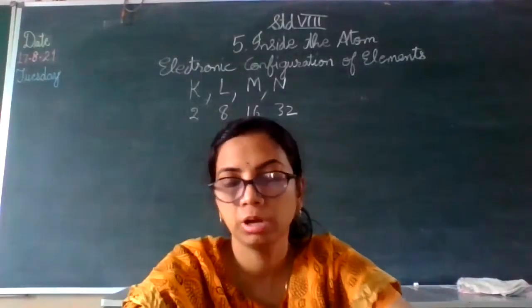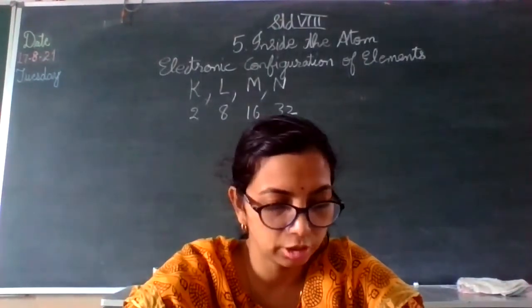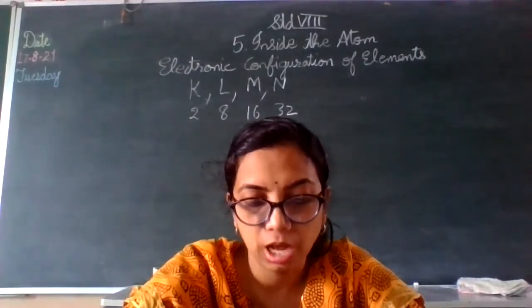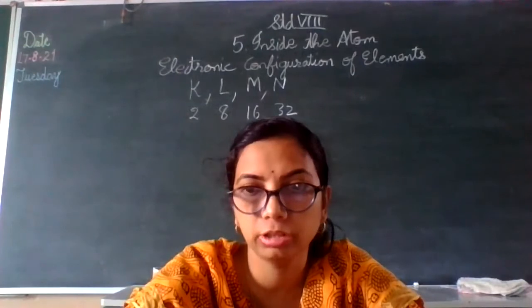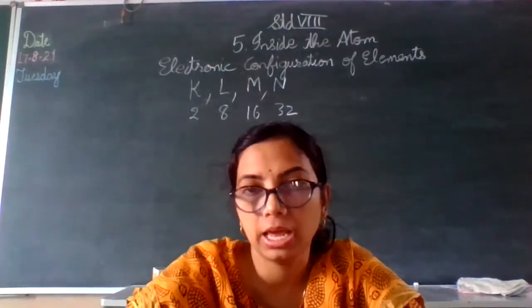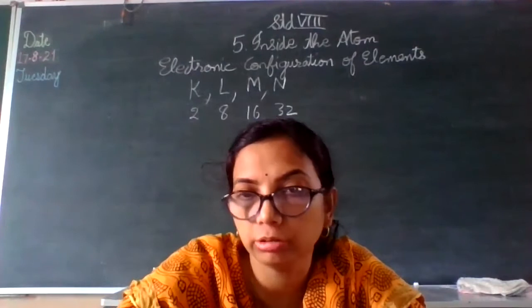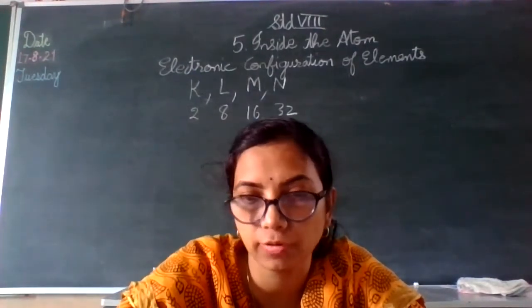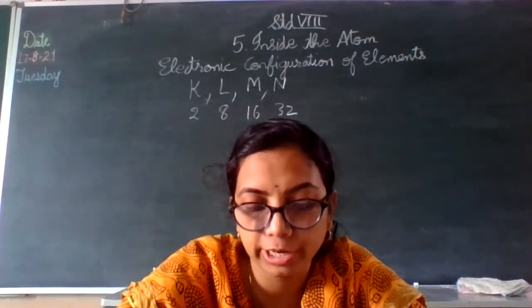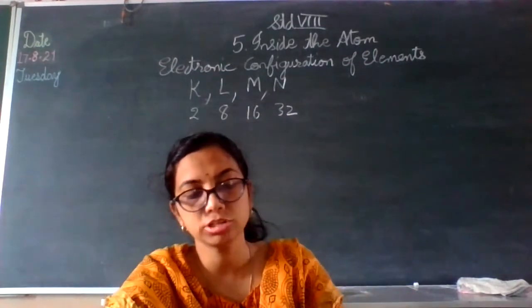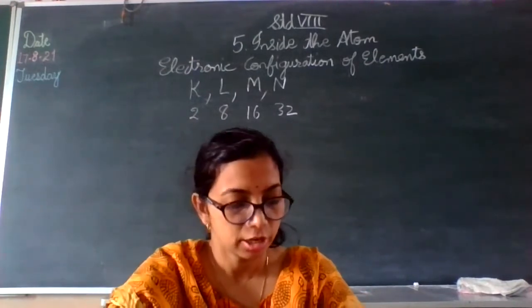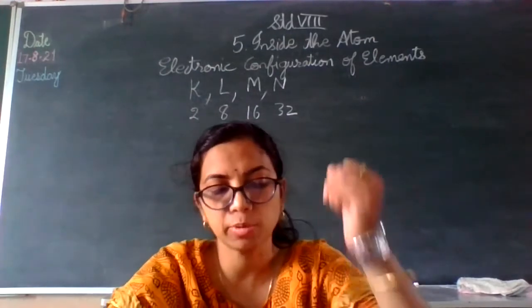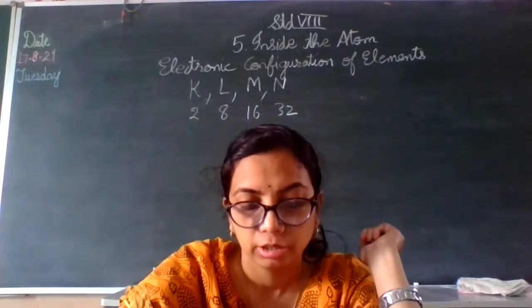Hello students, so we have started with the electronic configuration of elements, how it is being arranged in the orbits K, L, M and N. In K shell, only 2 electrons can be accommodated, then L shell capacity is 8 and M can accommodate 18 electrons and N shell can accommodate 32 electrons and so on. So this is the maximum capacity of that shell.